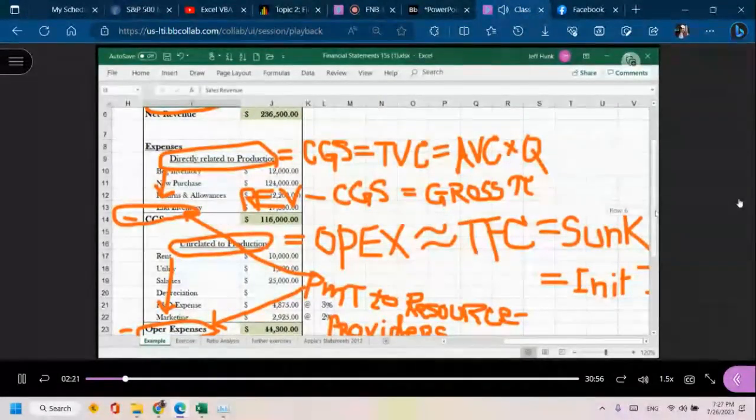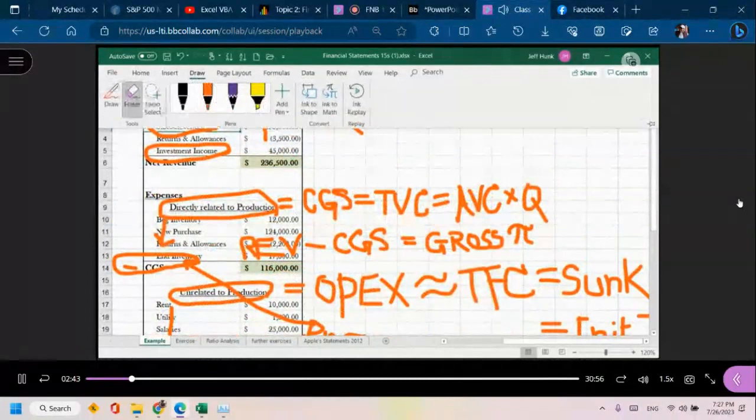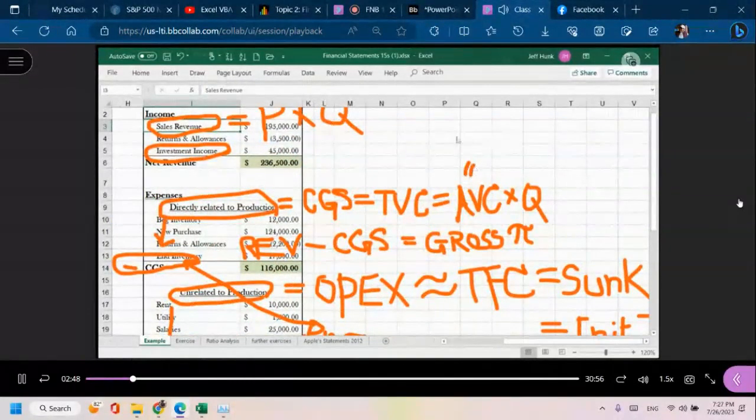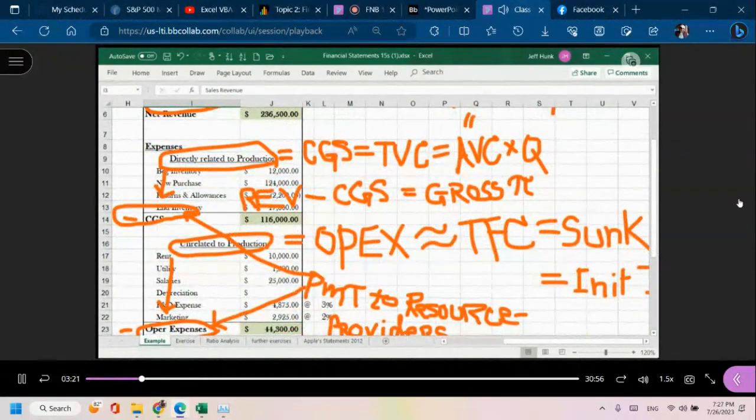It's not that difficult to follow so far, because we understand what CGS is, which is also equal to total variable cost. Total variable cost is average variable cost times quantity, and another name for average variable cost is production cost per unit. I'll just abbreviate production as prod. It takes too much time, so I already wrote this before starting the video, to save time.